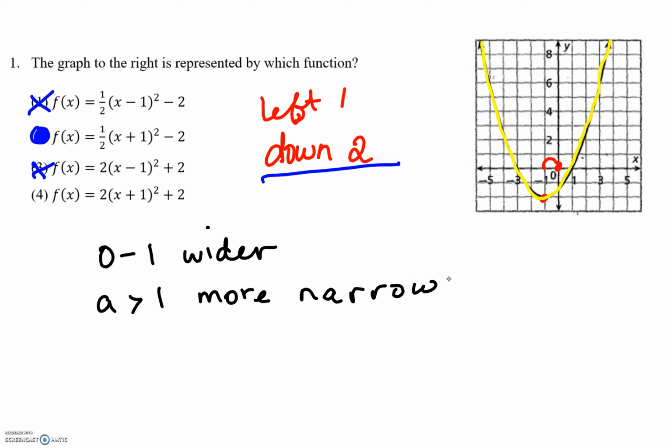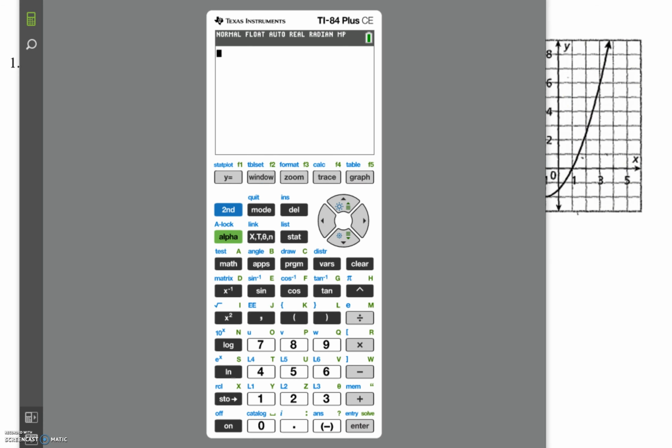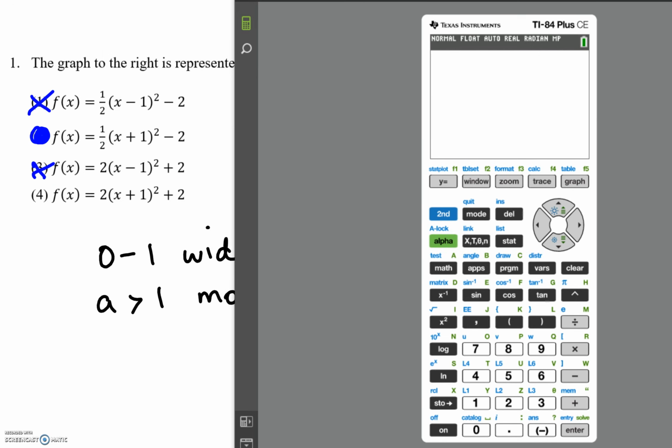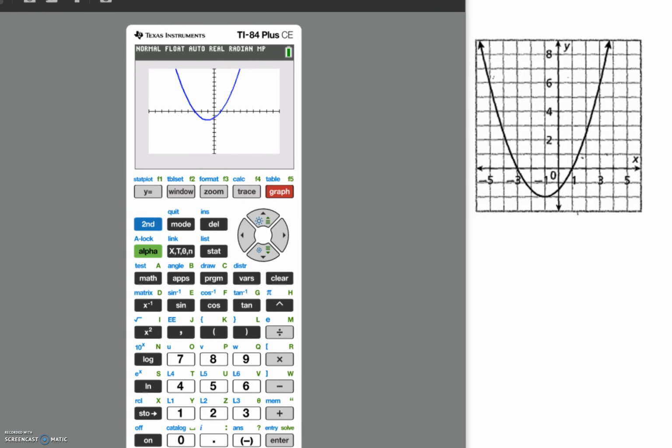And if you were unsure if this picture really was the equation that we came up with, all you have to do is go to your calculator, go to y equals, type in 1/2 (x plus 1) squared minus 2, hit the graph button, and you should notice that those pictures are the same.